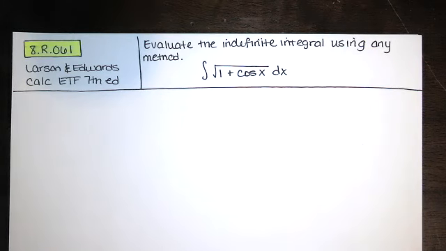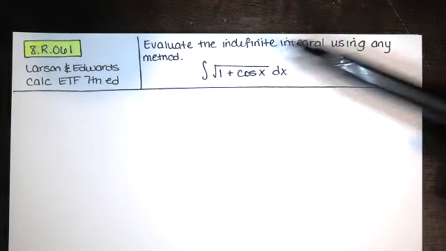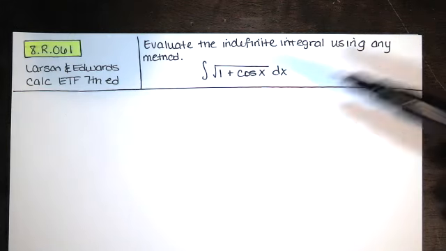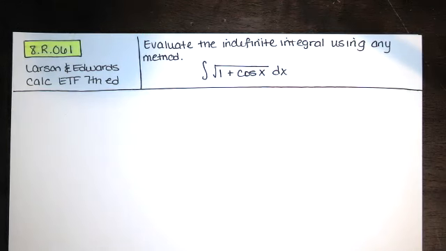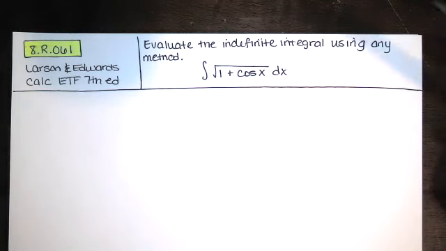Now, on the surface, the first thing I always ask myself is, do I have a basic rule for that? And we don't. We've got the square root of this function. But since I have a function nested inside another function, my next instinct would be to try u-substitution. So I would say, let u be the function inside, that's 1 plus cosine of x, and then I would compute the derivative of that.